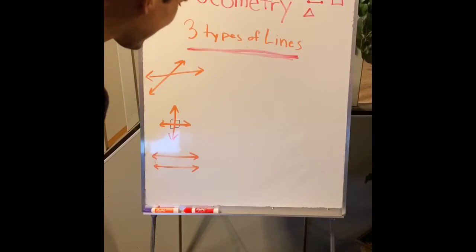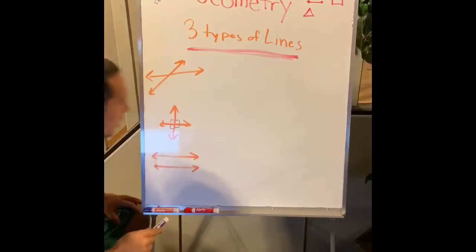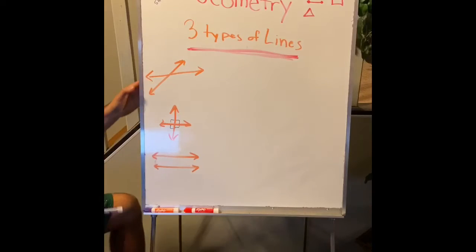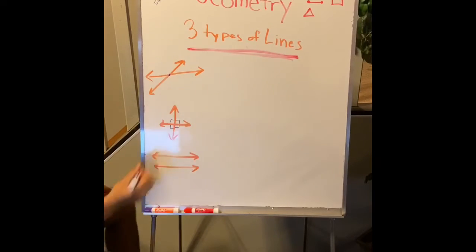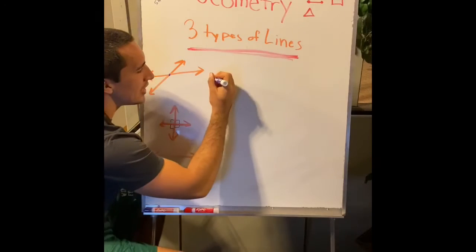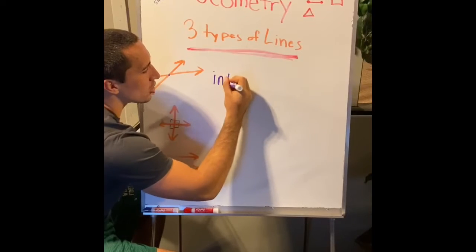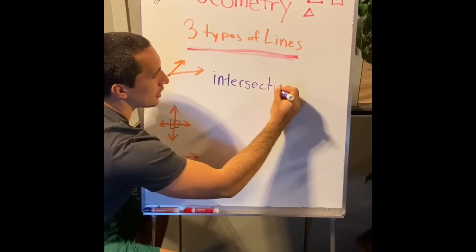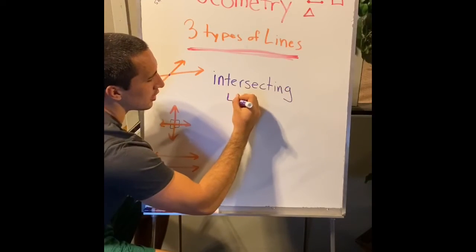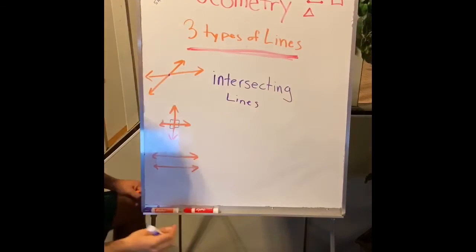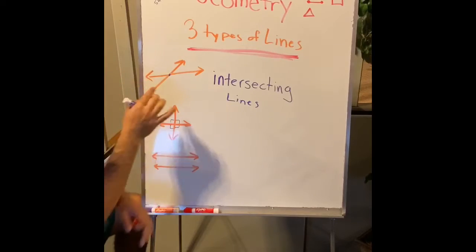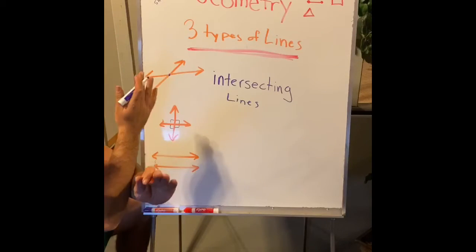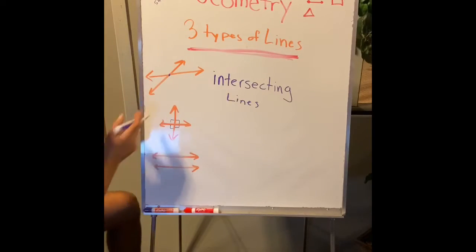All right, up next is our three types of lines. So here's our first one. This is two lines that cross each other that share one of the same points. These are called intersecting lines. All right, so these cross and share the same point. So they go this way, intersecting lines.